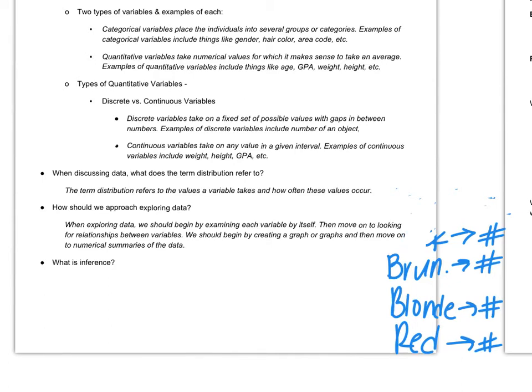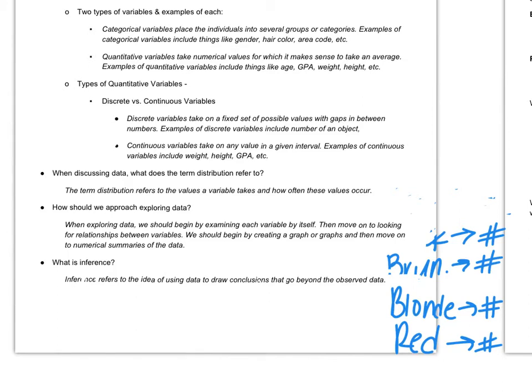And then we could start looking at graphing and moving on to numerical summaries of these variables. So the whole purpose of all of this is that we want to eventually be able to work on inference. So what exactly is inference? Well, inference refers to the idea that we want to use data to draw conclusions that are beyond what we saw in front of us.